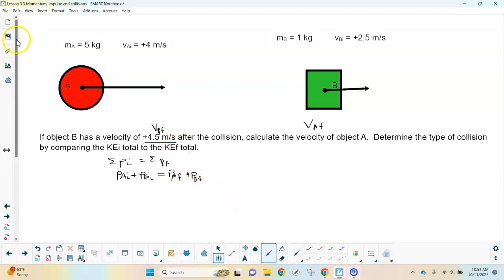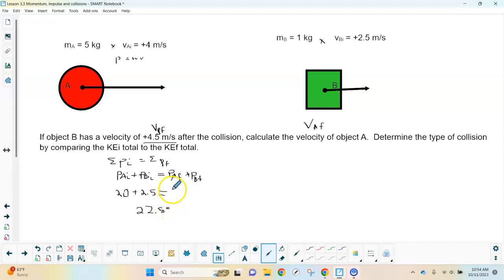So if we do the math again, for A it'd be 5 times +4, which is just 20. And then 1 times 2.5 is 2.5. I'm skipping a couple steps here, but again, it's just P equals mv for each one of these. So we're just multiplying 5 times 4 to get 20 and 1 times 2.5 to get 2.5. So 22.5, that's the total momentum that we're dealing with in this situation.